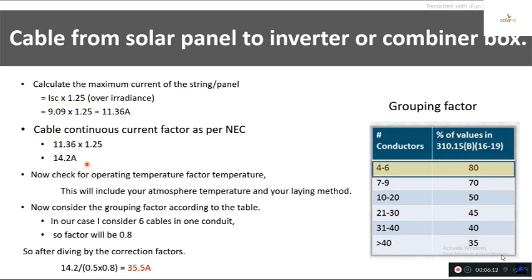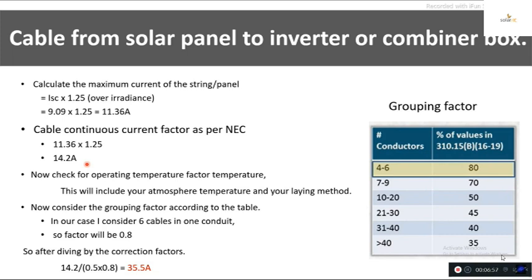Now second, we need to calculate the temperature correction factor. Like I said earlier, first we need to include the temperature factor depending upon our atmospheric conditions at the site. For this example, we'll consider the atmospheric condition to be 40 degrees Celsius. Next, as I said before, we are considering that the cable will be laid in a conduit, and that conduit will be laid directly on top of the roof, so there will be no clearance between the conduit and the roof.